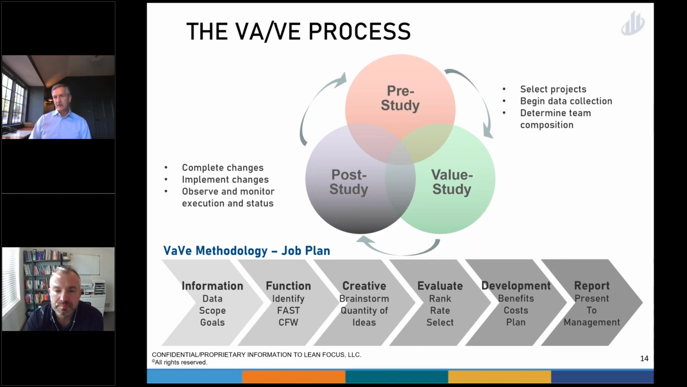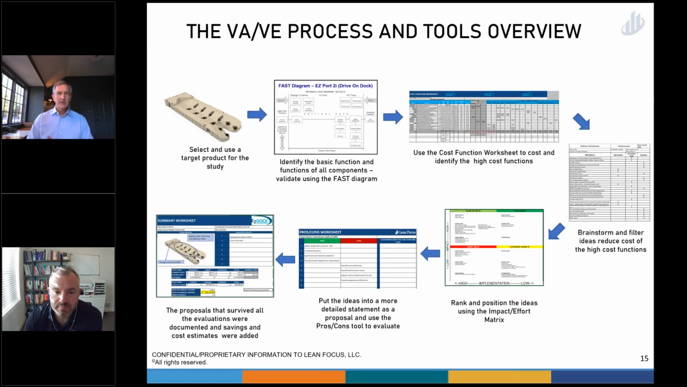Then you go into development. It's like, okay, we've prioritized a few here that really look like they have some legs. What's the plan to get those in place, and what do we need to do that? And then ultimately, presenting this to management to get the approval to go ahead with making the changes and implementing the recommendations that the team has developed. So this typically happens in a Kaizen format, continuous improvement change. You get a team focused on this product for a week and going through this. So, some of the tools that you go through in the process.